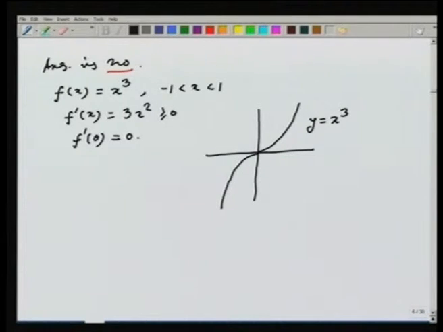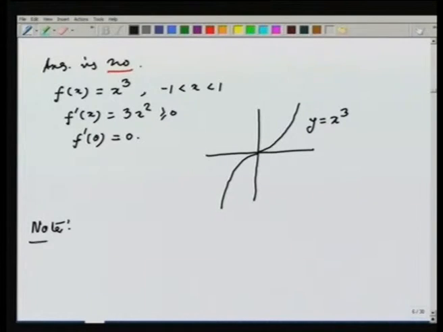Then you can see that the function is strictly increasing. Nevertheless, at the point 0, the derivative is not positive, it is equal to 0. That means it can happen that even if you have a function which is strictly increasing and differentiable, at certain points its derivative can vanish. It is not necessary that the derivative will be strictly bigger than 0. But the converse of this, that is, if you have a differentiable function whose derivative is always strictly bigger than 0, then the function is certainly strictly increasing.